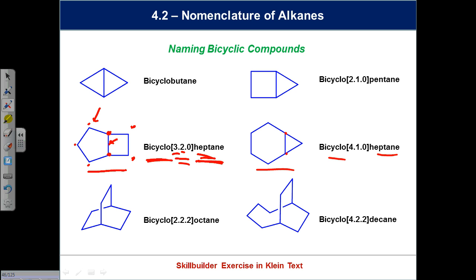Why can't I call it 3,2,0 heptane? Because they're not arranged in that pattern. They're arranged in a different pattern. So I keep my numbers going from top to bottom. I go from large to small. These details count. In this direction, how many carbons do I go through to get back to the junction point? 4. That's where my 4 comes from. In this direction, how many? 1. In this direction, from top to bottom, none. You will need that third number in a minute because you can go in different directions and get different numbers.